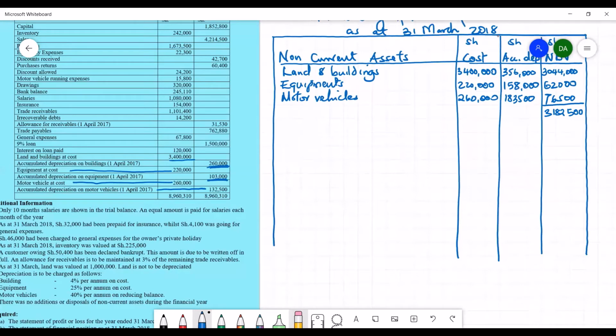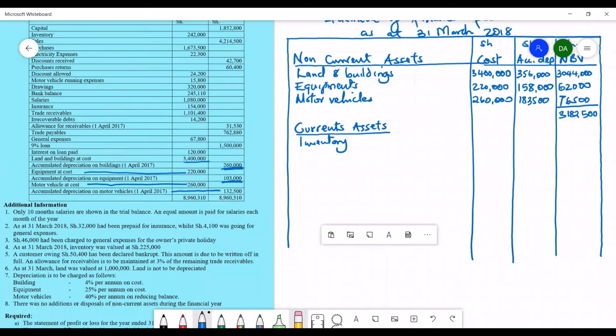And after non-current assets, we need to go to current assets. The current assets for this organization will include the following. The first current asset that we have there is inventory, which is the stock. Of course, we usually start with the inventory as the first current asset. So stock in this particular example is equal to 225,000.